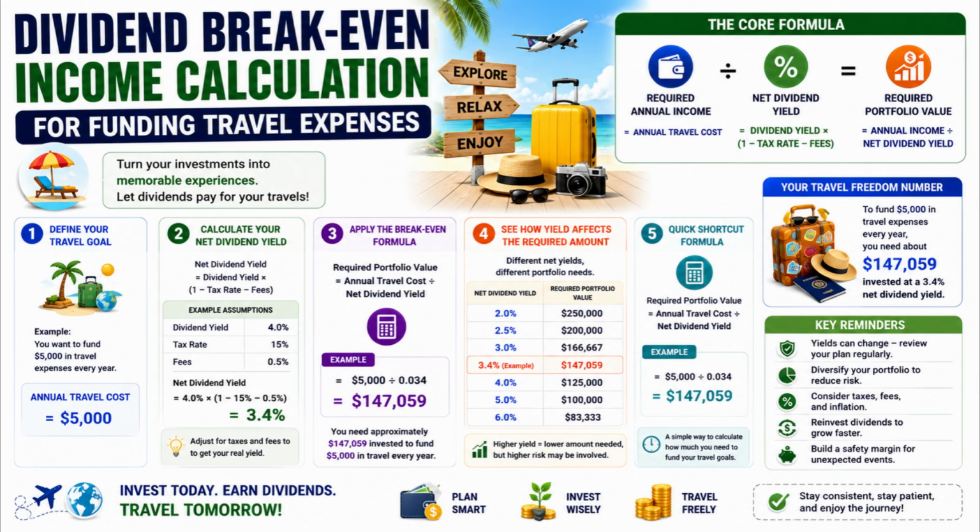After that, apply the break-even formula. Required portfolio value equals annual travel cost divided by net dividend yield. So, in this example, the annual travel cost is $5,000, and the net dividend yield is 3.4%. The calculation is 5,000 divided by 0.034, which equals approximately $147,059. This means that to fund about $5,000 in travel expenses every year, you may need around $147,059 invested at a 3.4% net dividend yield.